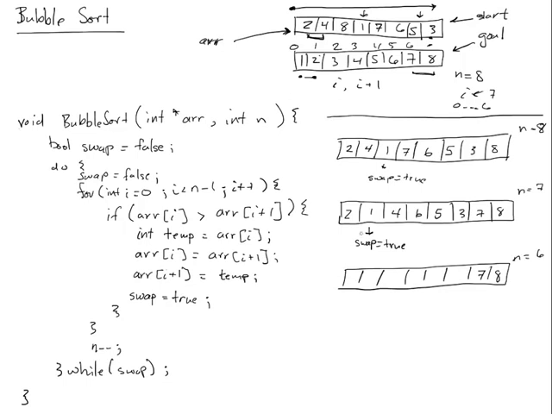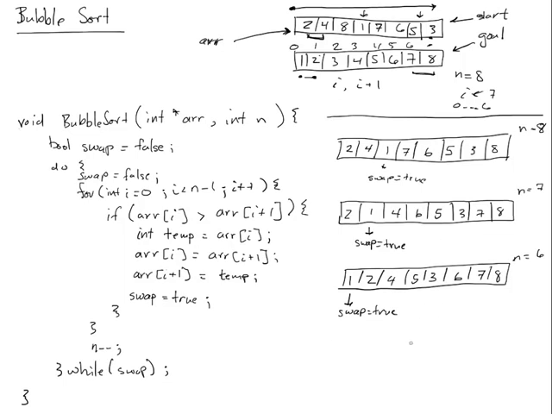Okay, so we're going to compare 2 and 1. Oh, well, look, what do you know? Our first one already swapped them. Swap equals true. 2 and 4, so 2 is going to stay there. 4 and 6, we're good. Or 4 is going to stay there. 6 and 5, we're going to swap them. 6 and 3, we're going to swap them. And we reached our end, so 6 is just going to go right there.